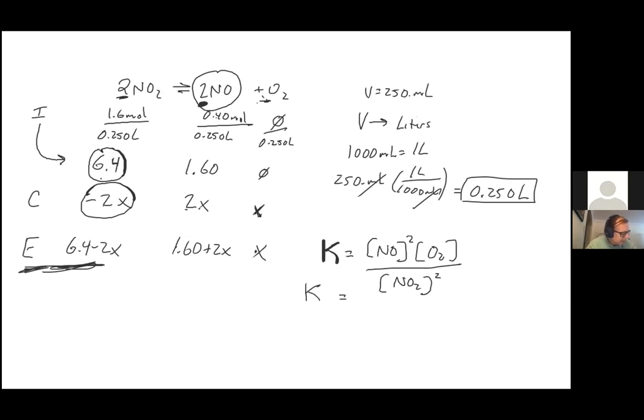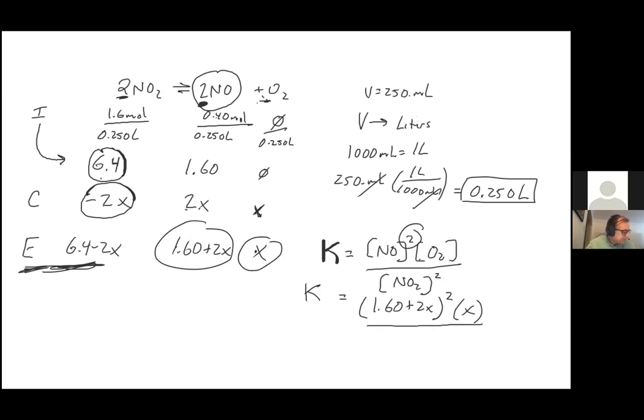So you say, okay, well, NO is right here. There's NO right there, 1.60 plus 2x. But we have to square it. So you take that in parentheses and you square it. Then we have to multiply it by O2. O2 is x. There's x. And then we divide that by NO2 squared. So NO2 squared is right here. And then we would square it there.